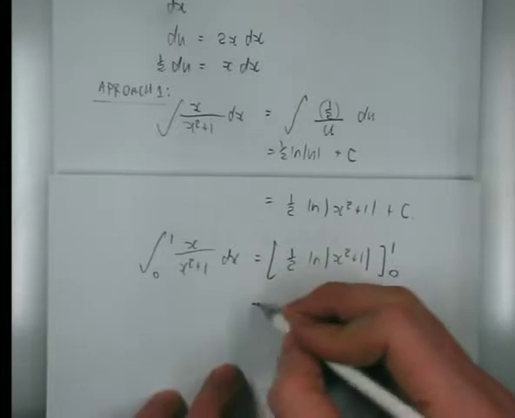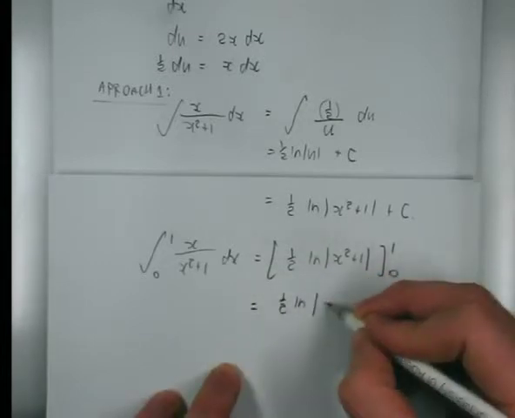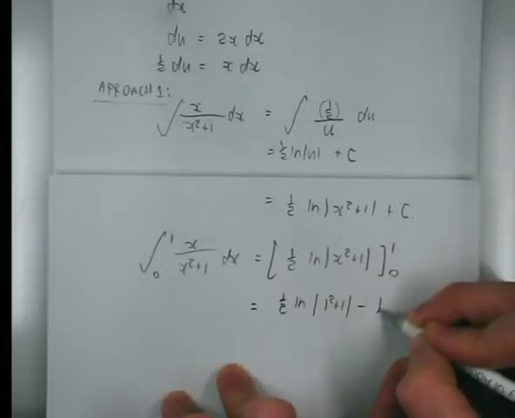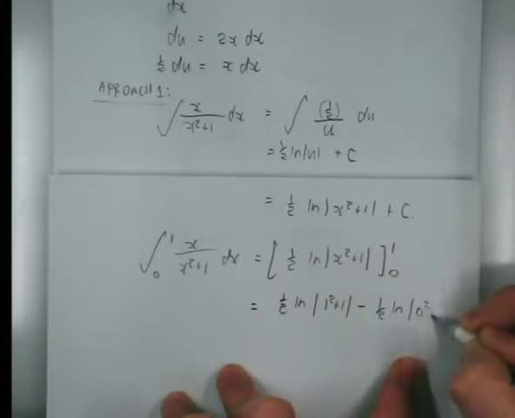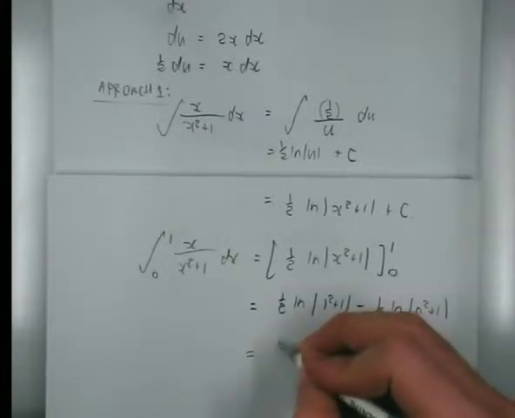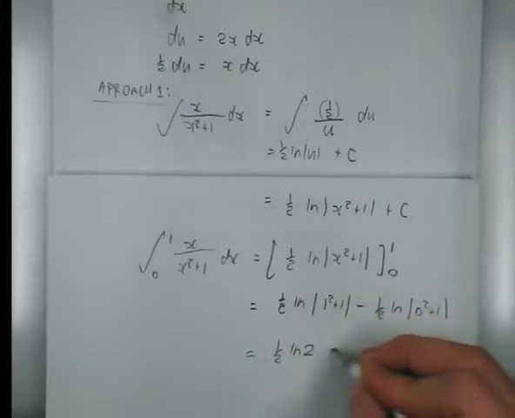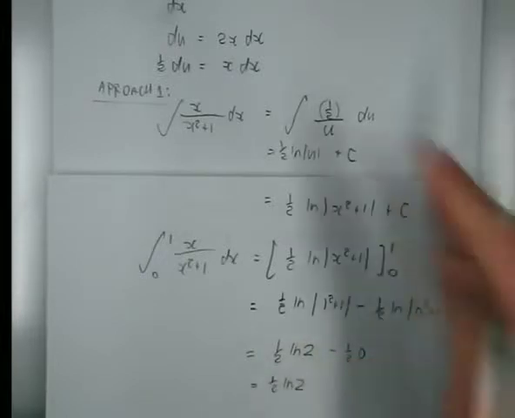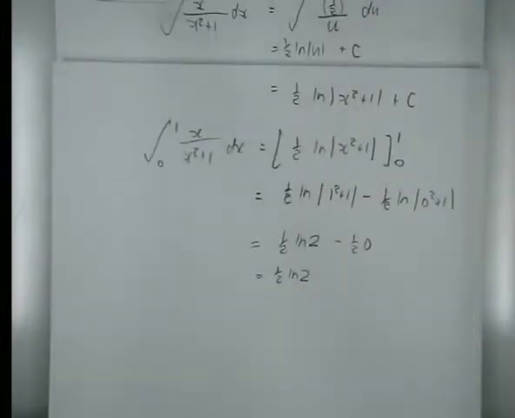So that's one method. So half of ln of 1 squared plus 1 minus a half of ln of 0 squared plus 1. Do remember, it's really important to sub in the 0 properly, because a lot of people at this stage would go stuff minus 0 and they would have gotten it wrong. Because it's not 0, it's ln of 1, which happens to be 0 in this case, but sometimes it's not. So this is a half of ln 2 minus a half of 0, so it's a half of ln 2. Okay, so that's an answer, that's one approach.